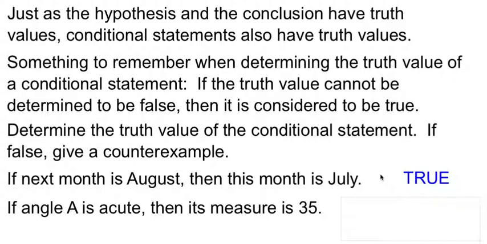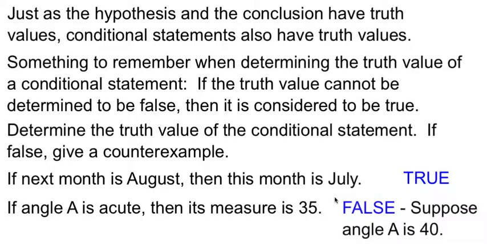Consider the second one. If angle A is acute, then its measure is 35. Angle A is acute. That means its measure has to be less than 90. But nothing says it has to be 35. So that's false. Angle A could be 40. Angle A could be 88. It doesn't matter. There's just nothing that says it had to be 35.